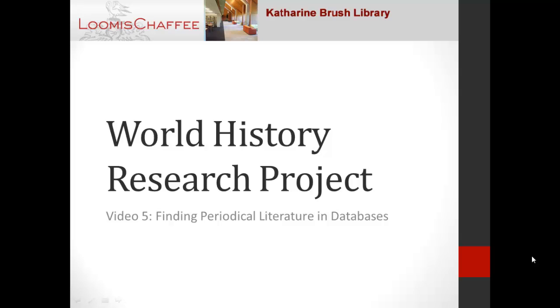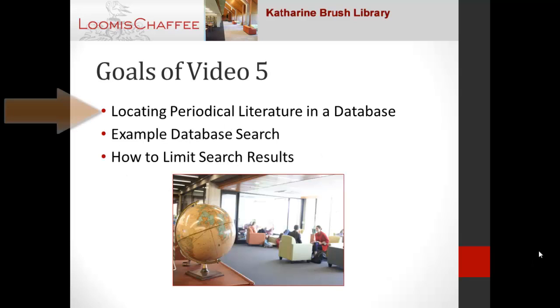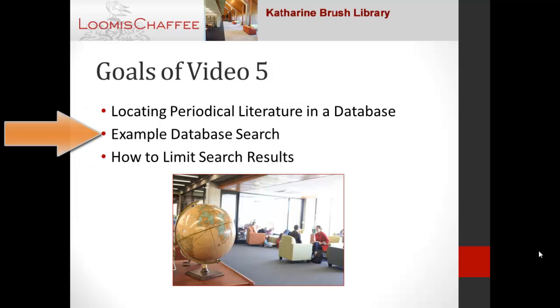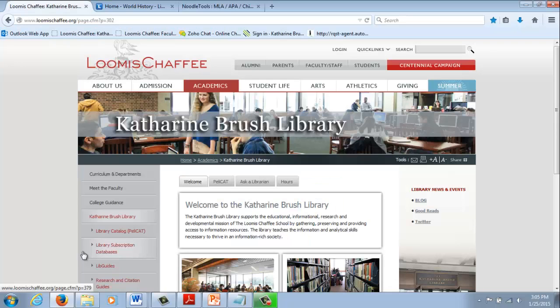In the last video, you learned what periodical literature is, and you also learned about the 2 main types of periodical literature, popular and scholarly. In this video, you will learn how to locate periodical literature in a library database. I will show you an example search in a library database, and I will also show you how to limit your search results. Let's begin with the search in Academic Search Premier, one of our library databases.